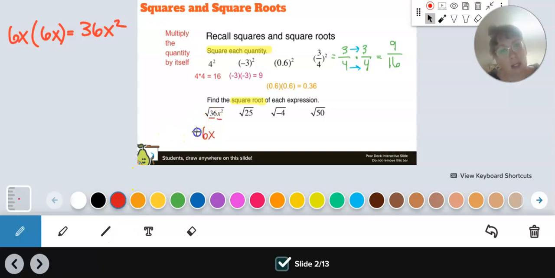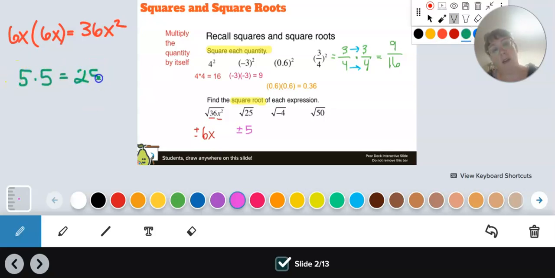We can put a plus or minus, because it could be negative 6 times negative 6x to get us that positive 36. So now that we're starting to take square roots, we want to think about putting that plus or minus in front of all of our solutions. For the next one, the square root of 25 is plus or minus 5. Again, 5 times 5 is 25, but also negative 5 times negative 5 is 25. So it could be a positive 5 or a negative 5.